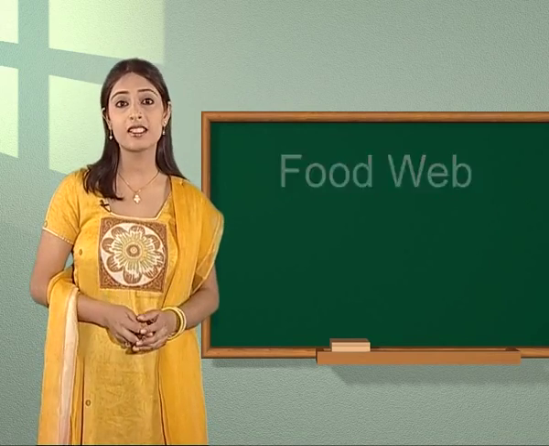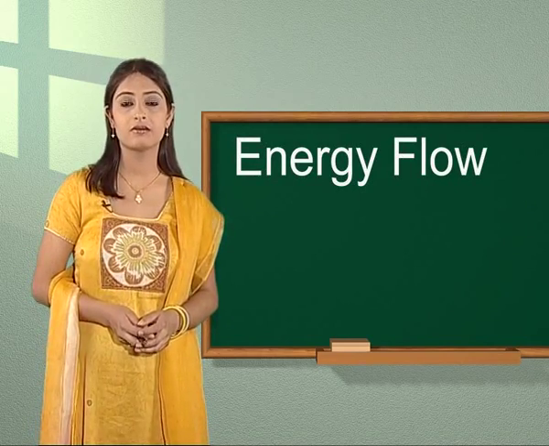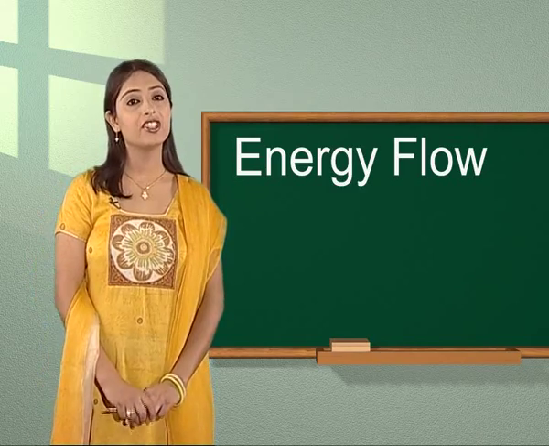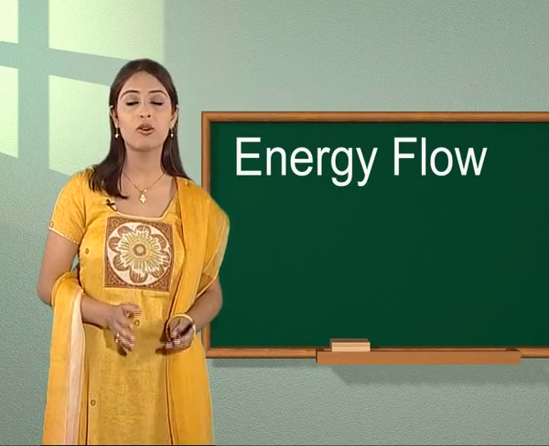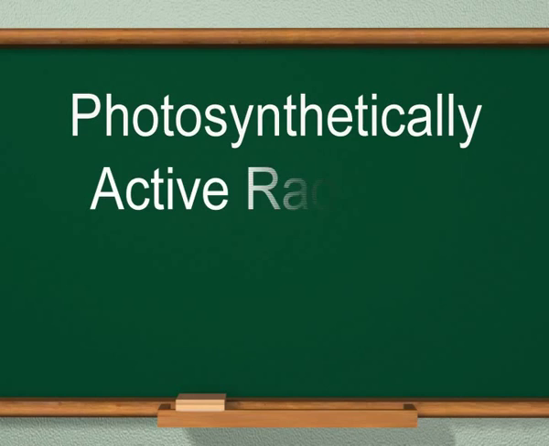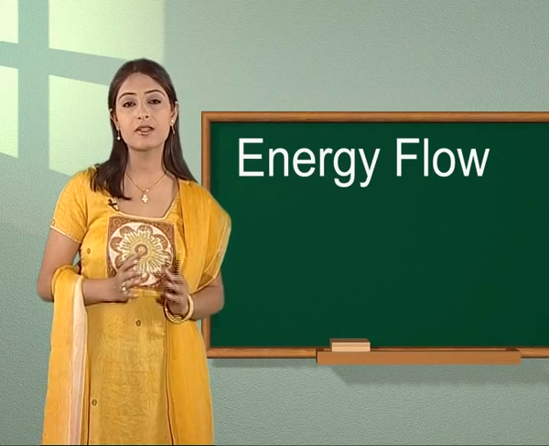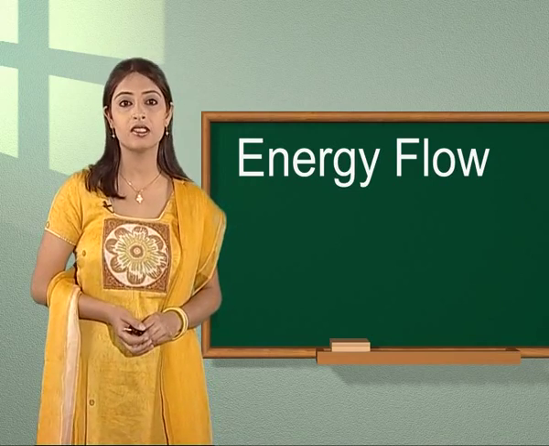Now let us discuss energy flow, which is unidirectional. How is it unidirectional? Let us see. Energy flow. As we know, plants capture only 2 to 10% of the photosynthetically active radiation or PAR, and this small amount of energy sustains the entire living world.